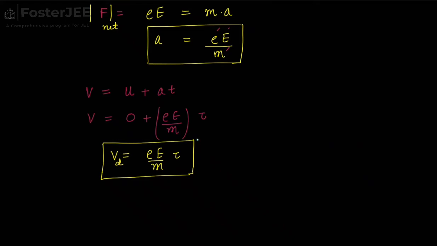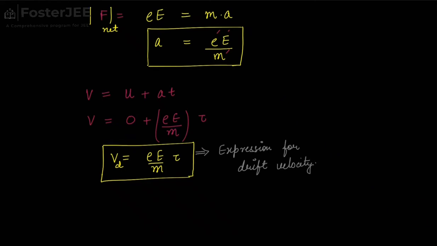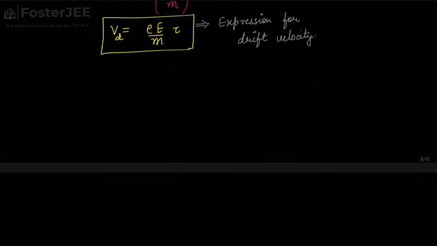So we can write this as the expression for drift velocity. Now let's try to generate the expression for current using vd equals eE tau upon m.